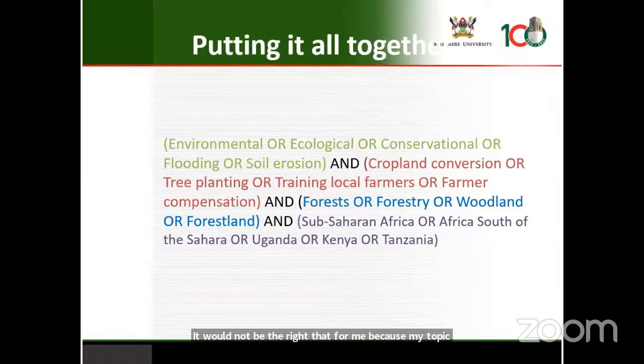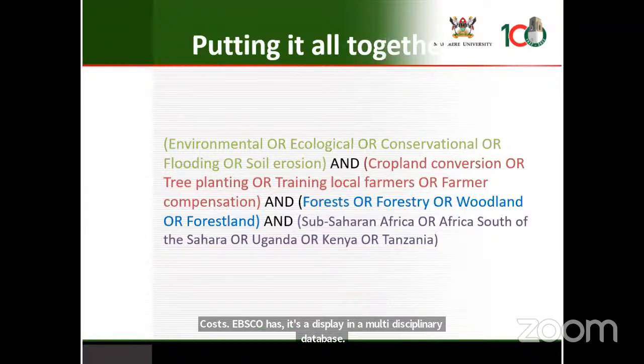So the best place maybe would be the agriculture databases, environmental databases like ADDI, which are the environmental databases? Yes, even EBSCOhost. EBSCO is a multidisciplinary database.